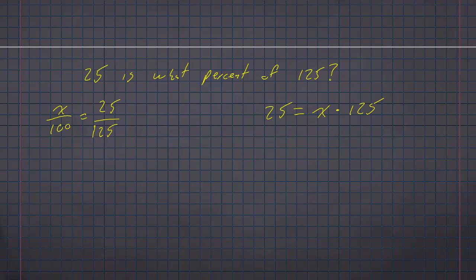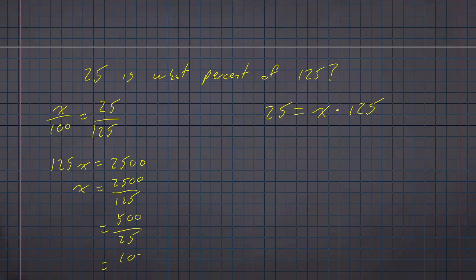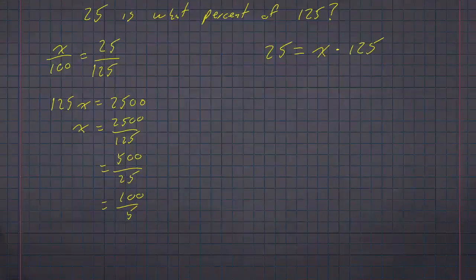Solving the proportion, we use the cross product test yet again. 125 times x is equal to 25 times 100, or 2,500, which means that x is 2,500 divided by 125. And you can reduce this one by noticing that top and bottom are both divisible by 5, and still both divisible by 5, and still both divisible by 5. x is 20%.